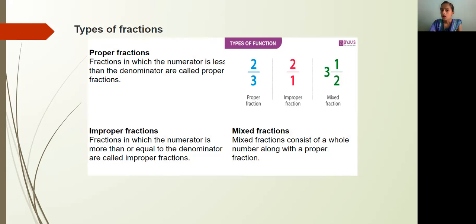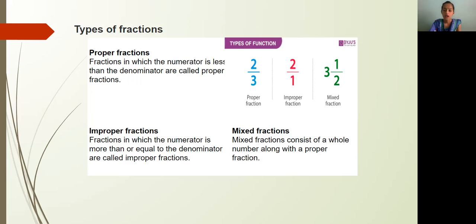Therefore, this is an example of a proper fraction. A few other examples: 1/7, 5/7, 5/9, etc. These are examples of proper fractions. Next, we move towards improper fractions. What is an improper fraction? Fractions in which the numerator is more than or equal to the denominator are called improper fractions.